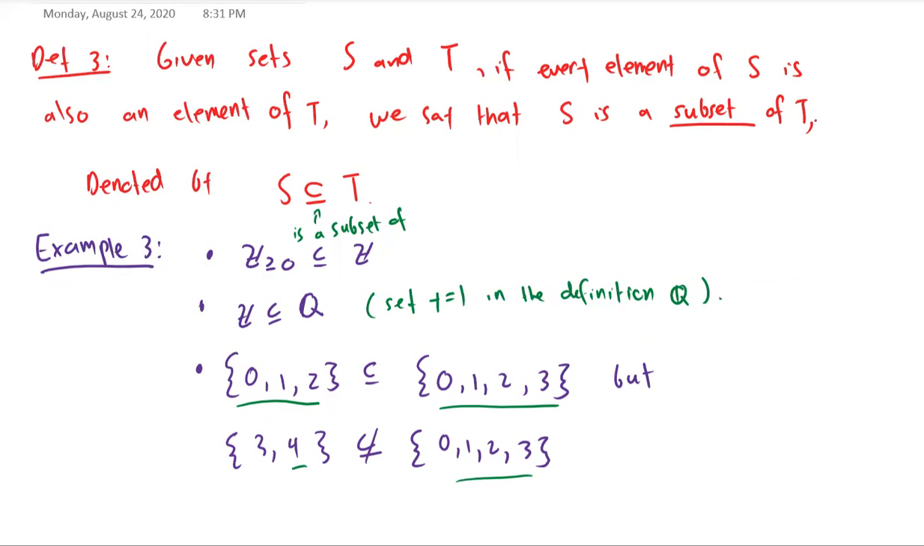So there's an element of this set that is not in this set. And for this set to be a subset of the other, every element in the first set has to also be an element of the second set. And we see that it's not the case here because, again, 4 is in the first set, but 4 is not in the second set. Okay, so that's what it means for a set to be a subset of another set. Every element in the first set is also an element of the second set.